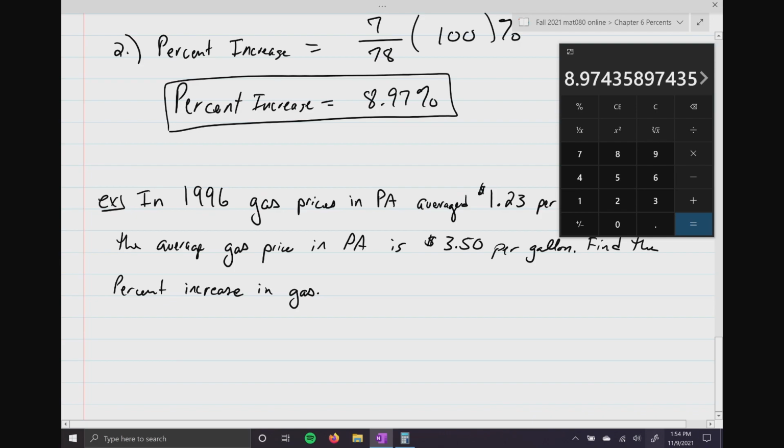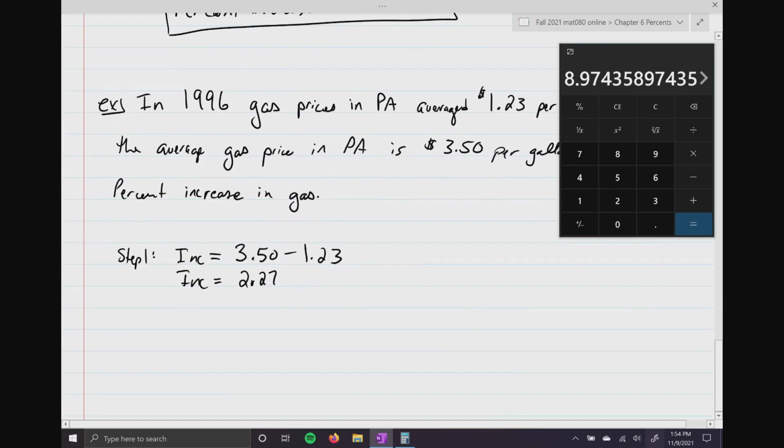So let's see here. Step 1, let's find that increase. It's going to be $3.50 minus $1.23. So the increase is going to be $2.27. Oh, I wrote 77. $2.27. All right. Now step 2.